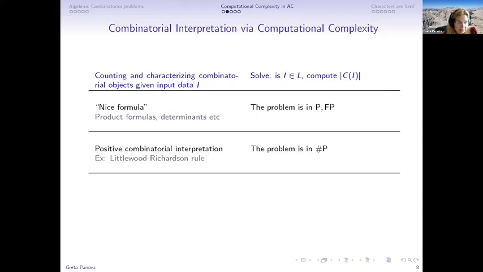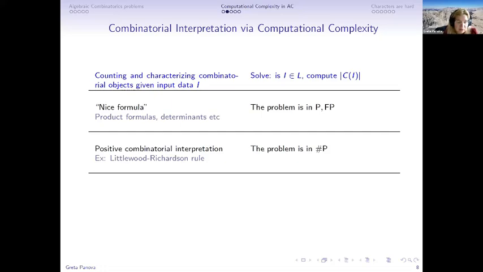When you have something like the Littlewood-Richardson rule, what's called a positive combinatorial interpretation, that is immediately in Sharp P, because for each Littlewood-Richardson tableau, you can check in polynomial time if it is a Littlewood-Richardson tableau. All you need to do is check the ballot sequence.